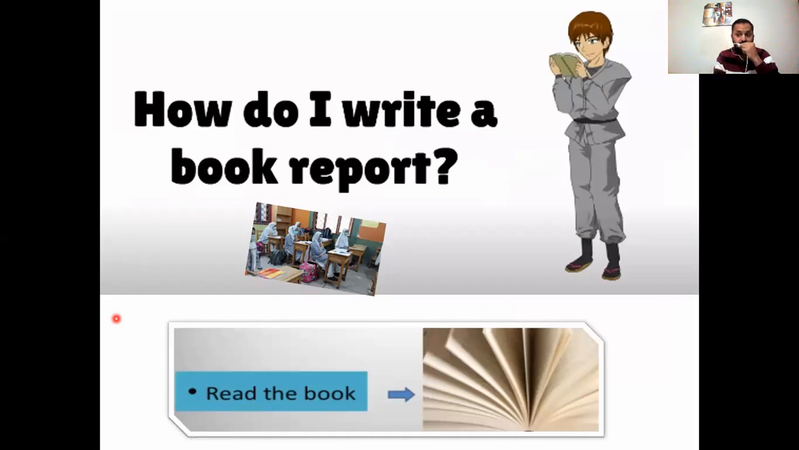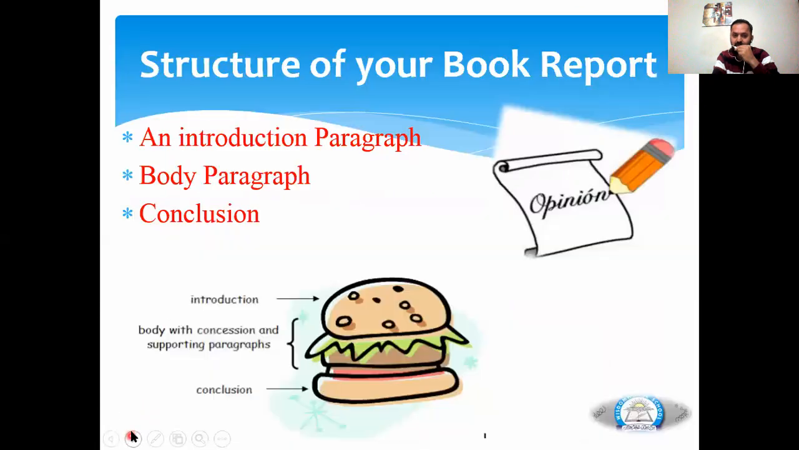Now, I have good news for you today: I'm going to order a burger for you. And where's the burger? Here you go. It's actually the structure burger, right? So you can say that we have to write an introduction first of all, and then there would be a body paragraph with supporting things, whatever you like, onion, tomatoes, maybe chicken, maybe beef, and then the conclusion. Everybody loves burger, right? So we have to write an introduction paragraph, then a body, and a conclusion.